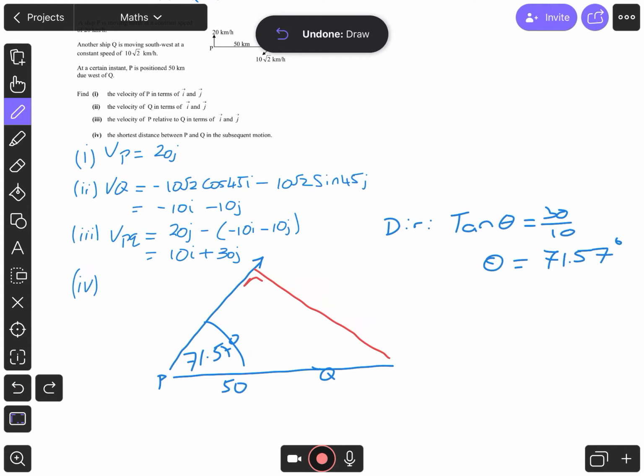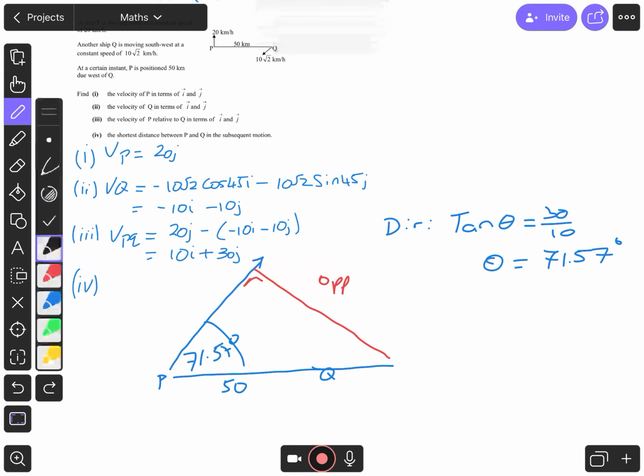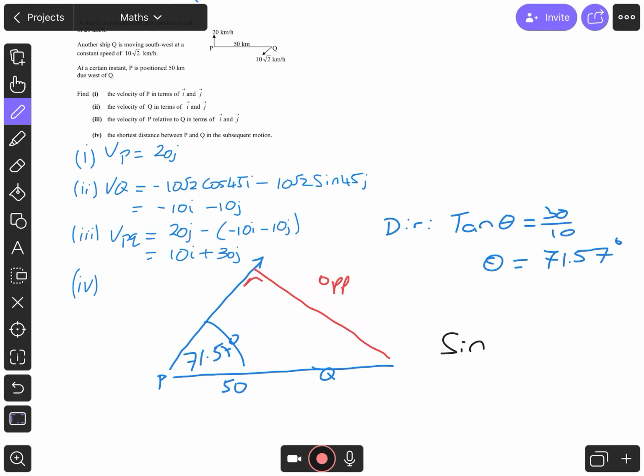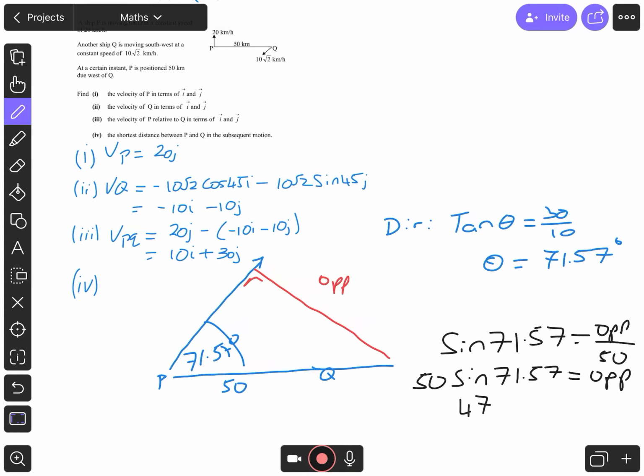So I can see that my PQ is the hypotenuse because it's opposite to the 90 degrees. I know that this is going to be the opposite here because it's opposite to the other angle given. So I can use sine in that case. So I'll have the sine of 71.57 is equal to my opposite over my 50. So it's going to be 50 sine 71.57 is going to be my opposite. And that is giving me 47.44 kilometers. So that is my shortest distance.